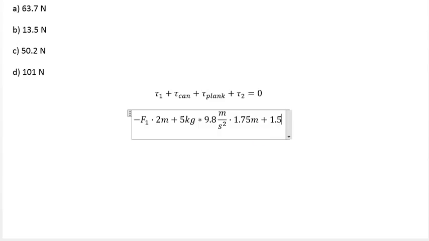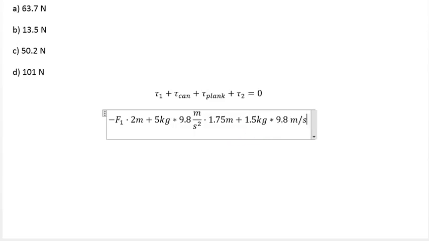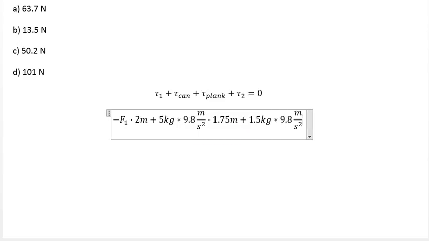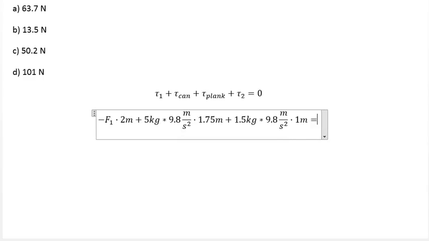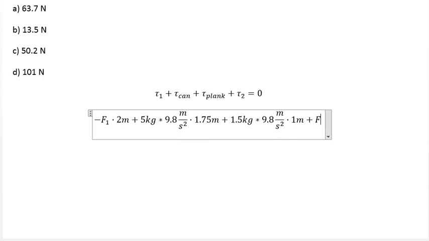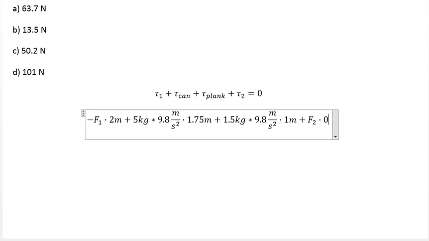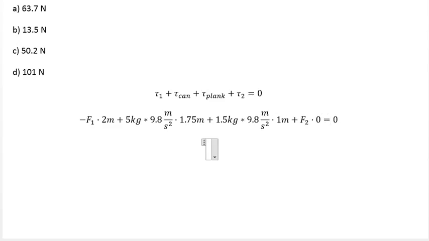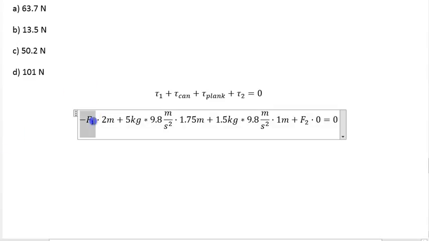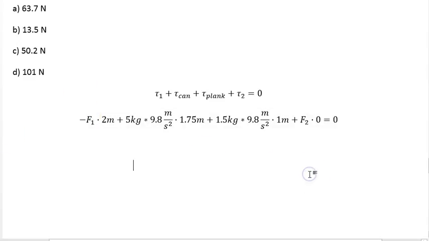And then we have the mass of the plank itself: 1.5 kilograms times 9.8 meters per second squared to get its weight, times the 1 meter distance. All of these torques add up to zero. The other force is times zero. Now we have all the torques, and the only unknown is F1, and that's what we're after. So this actually works out pretty quickly.